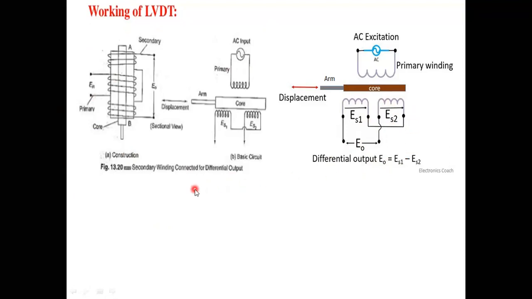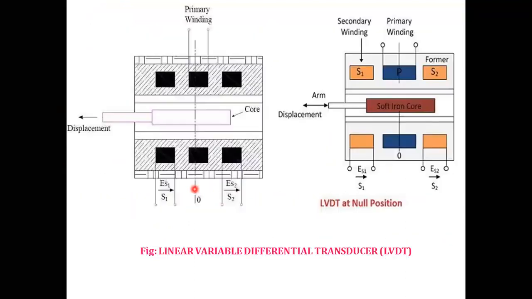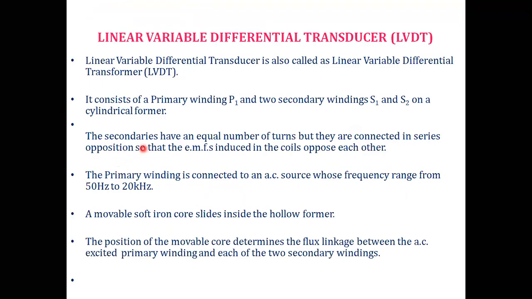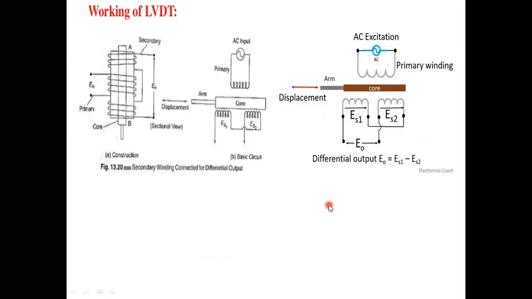We will see in detail what the working of LVDT is. The secondaries have an equal number of turns, but they are connected in series opposition, so that the EMFs induced in the coils oppose each other. These two coils are in opposition in direction.